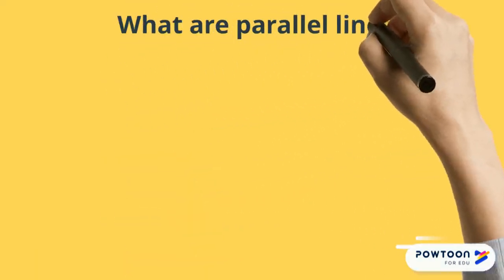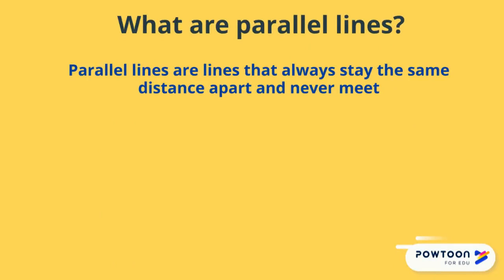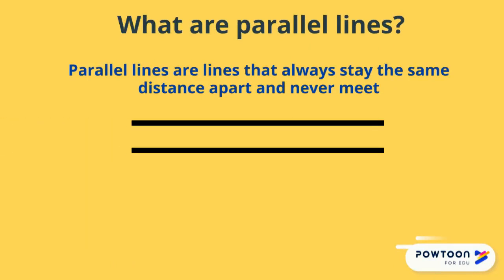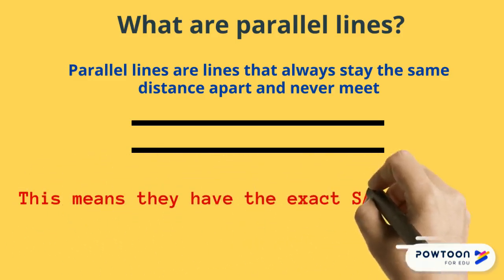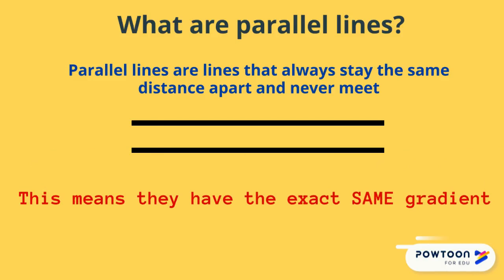So to start off, we're going to talk about parallel lines. We should know that they are just lines that never touch. They stay the same distance apart always. The new information is that this means they have the exact same gradient.